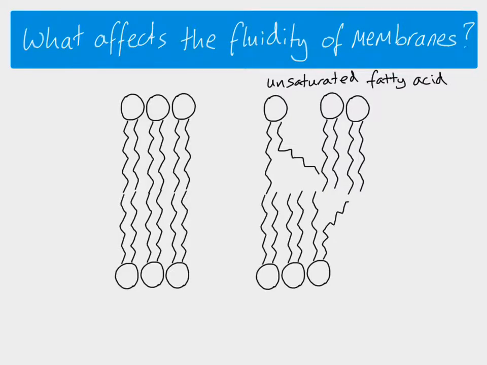Again, with an unsaturated fatty acid, there's going to be a greater distance between these two fatty acid tails, which means we have greater fluidity because the force of attraction is weaker, so this one is able to move around more. So if you increase the number of unsaturated fatty acids in your phospholipids, then you will increase the fluidity.